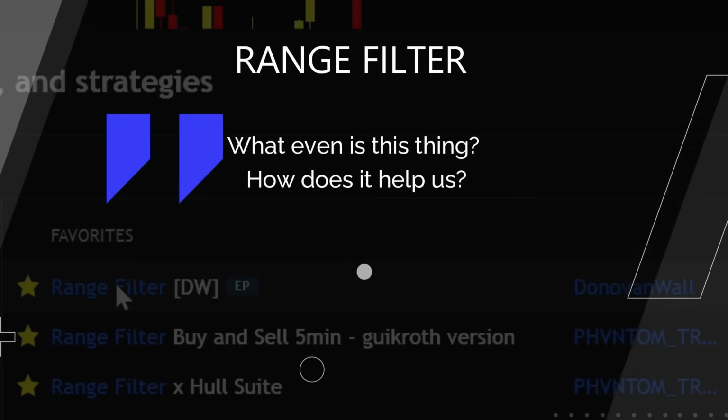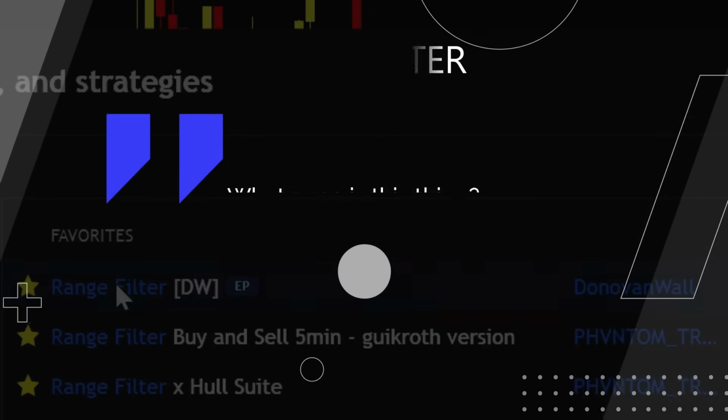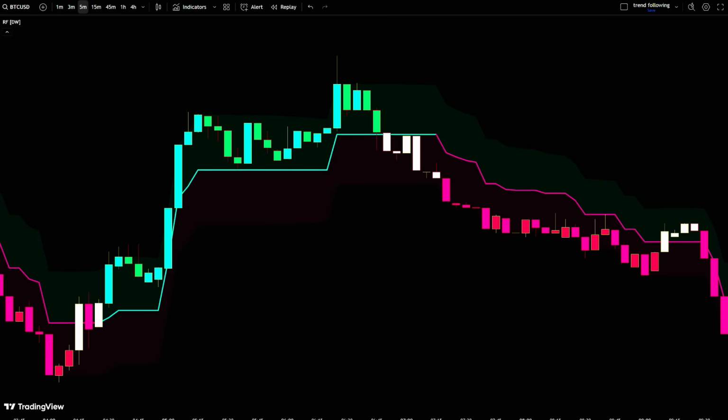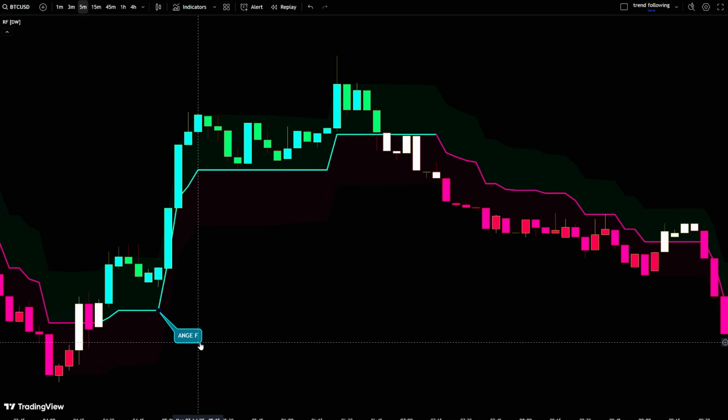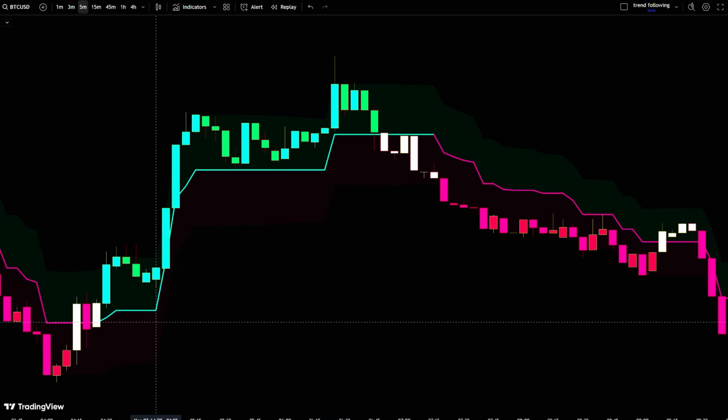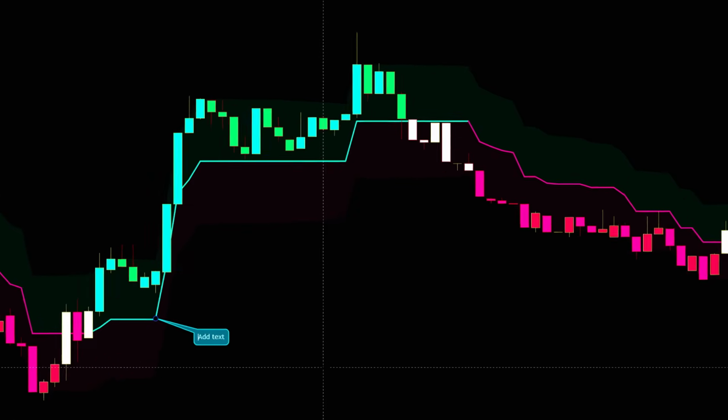So what even is this thing? How does it help us? Well, basically the range filter is a tool that cuts through the noise, all those tiny meaningless price wiggles that just get in the way. It smooths all that out so we can focus on the real moves, the ones that matter. It just makes it way easier to see what's actually happening and spot good trades.